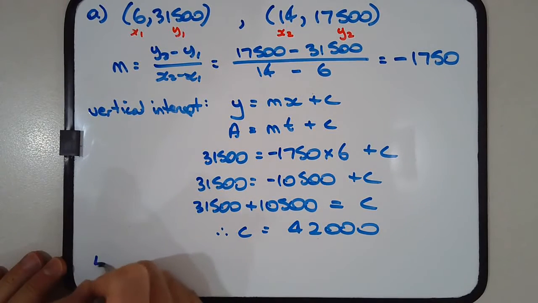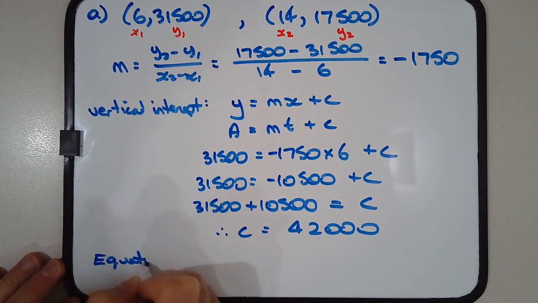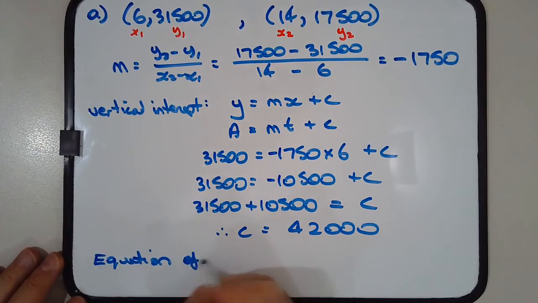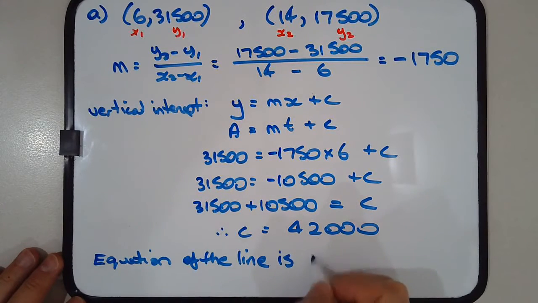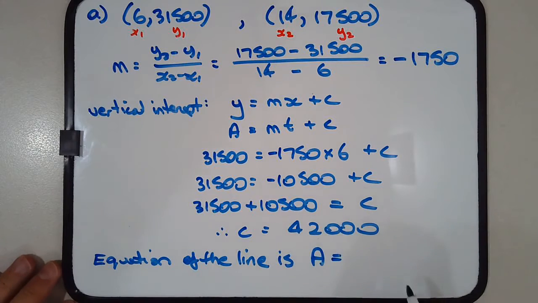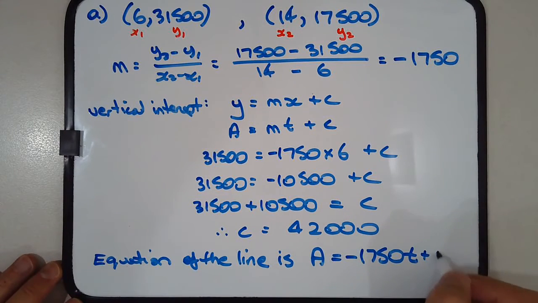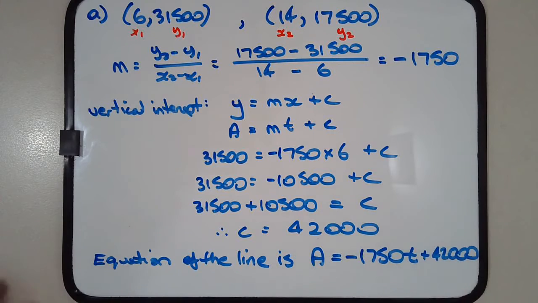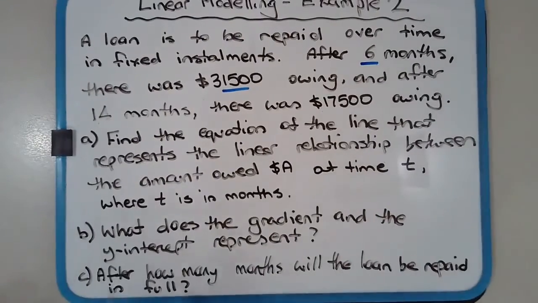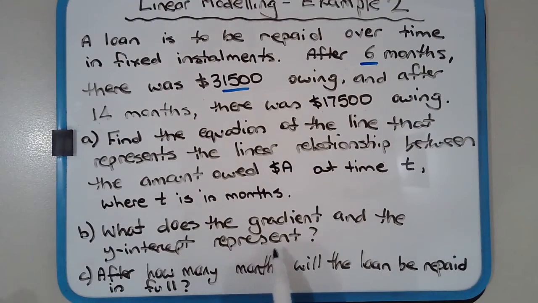So how would we write the equation? The equation of the line that represents this relationship is A is equal to negative 1,750t plus 42,000. All right, so that's part A. What about part B? Part B asks, what does the gradient and the y-intercept represent?